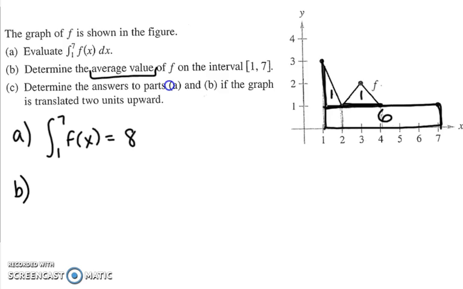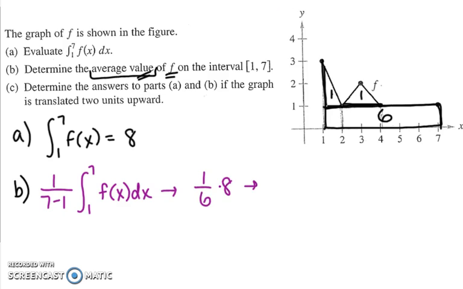Remember, average value, f is what goes in the integral itself. So 1 over b minus a times the integral from a to b of f of x dx. Oops. Instead of a to b, how about I actually plug in those bounds? That would be a good idea. Well, we just saw that our integral from 1 to 7 is equal to 8, which means it's going to be 8/6 or 4/3. That's the answer also.